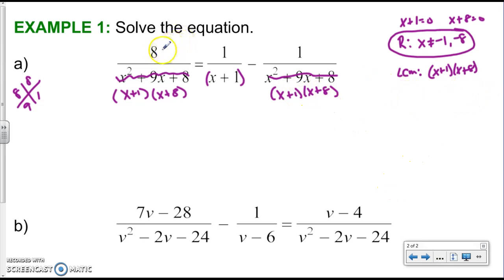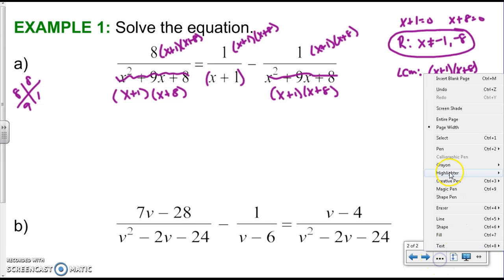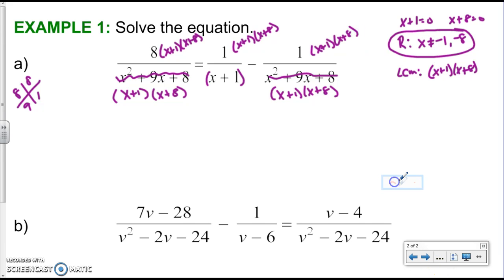So once I've identified the LCM, I'm going to go ahead and multiply. So x plus 1 times x plus 8, x plus 1 times x plus 8, and x plus 1 times x plus 8. Okay, once I've multiplied each fraction, I can go ahead and simplify. Anything in the denominator that's the same as the numerator cancels. So those cancel. I'm left with 8. Second fraction, the x plus 1's cancel, so I'm left with an x plus 8 up there. And then the third fraction, everything cancels, so I'm left with a minus 1.